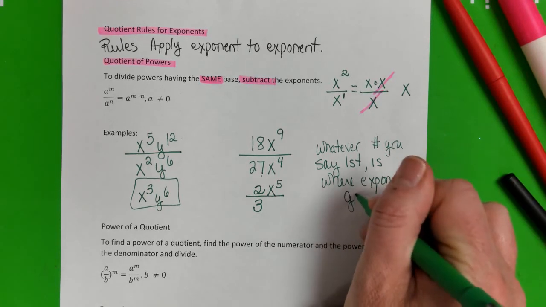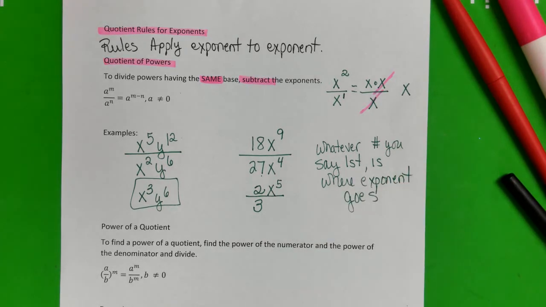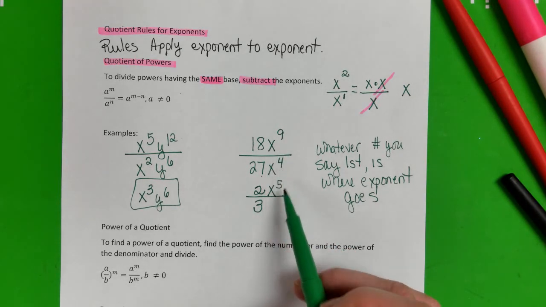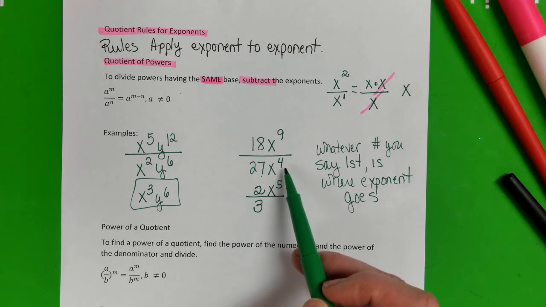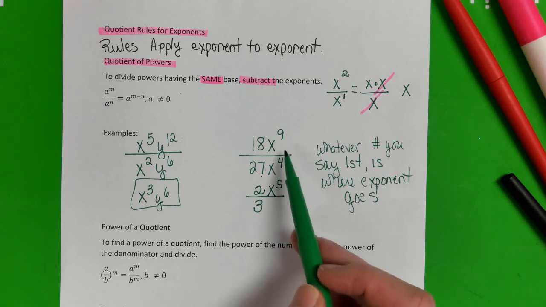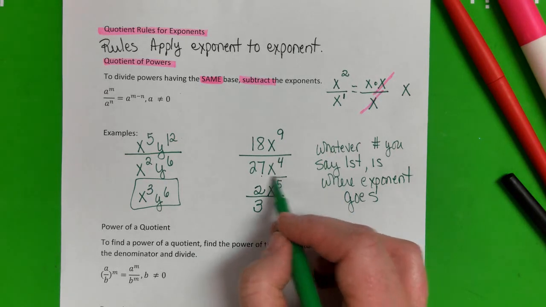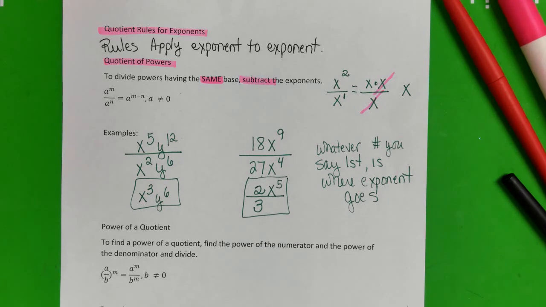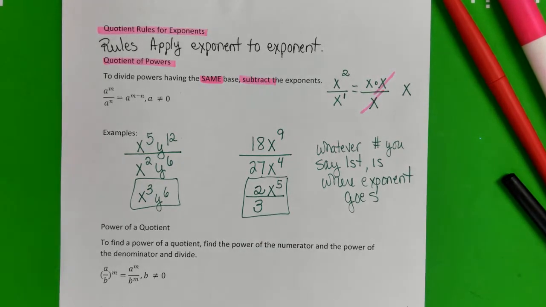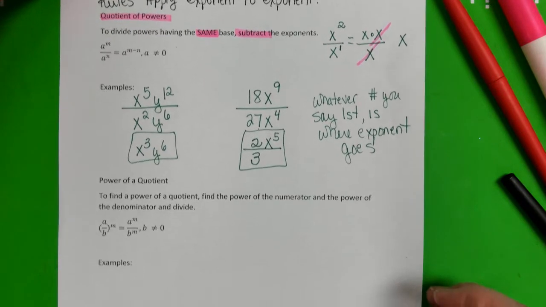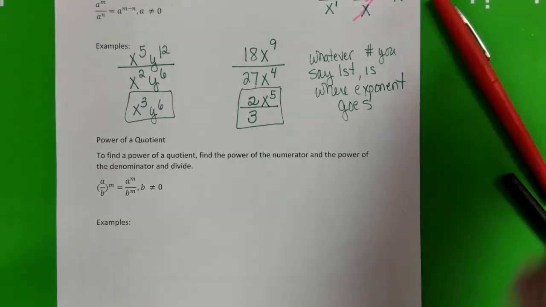So, for example, let me explain that a little bit differently. We said 9 first, right? And 9 is on top. So 9 minus 4 is 5. And so x to the 5th is on top. If I said 4 first, if I said 4 minus 9, then I would write that answer down on the bottom. Okay, but that would give us a negative exponent, and we do want to make sure we're writing it with positive exponents. Okay, so that's quotient of powers.